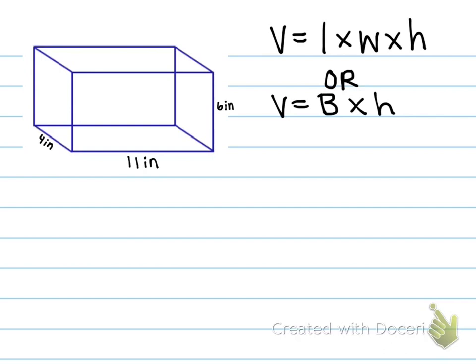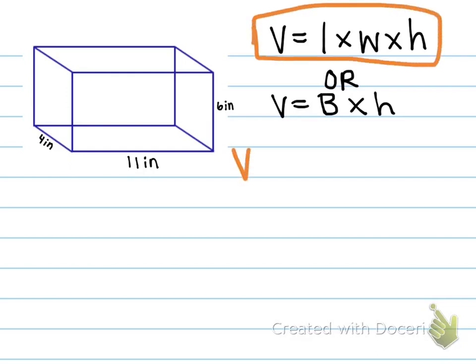In example 3, we aren't given any cubes, but we have 3 measurements. This rectangular prism is 11 inches by 4 inches by 6 inches. Which formula for volume should I use? That's right, I should use the first one. I have 3 measurements, so I'm going to fill it in to my formula. Volume equals length, that's 11, times our width, 4, times our height, 6.